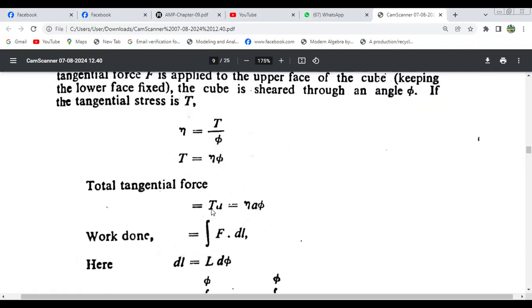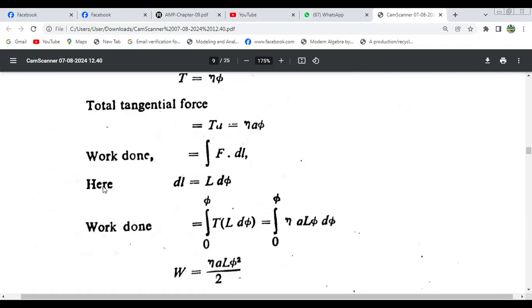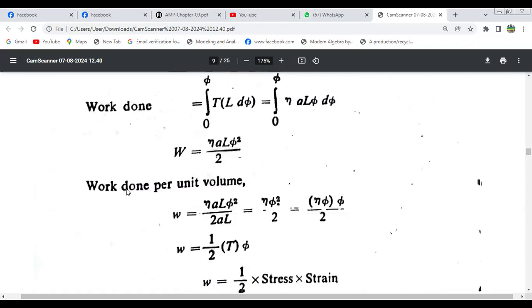Total tangential force will be capital T times A. This tangential force is per unit area, so the total will be TA, that is eta A phi. Work done will be F dl, the increase in length. Here dl equals L d phi. So work done, we get this. So work done per unit volume will be this.